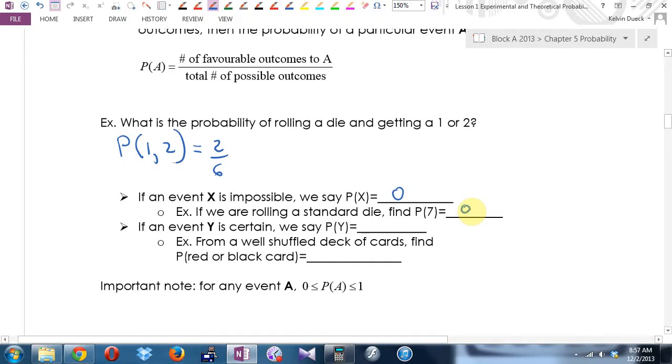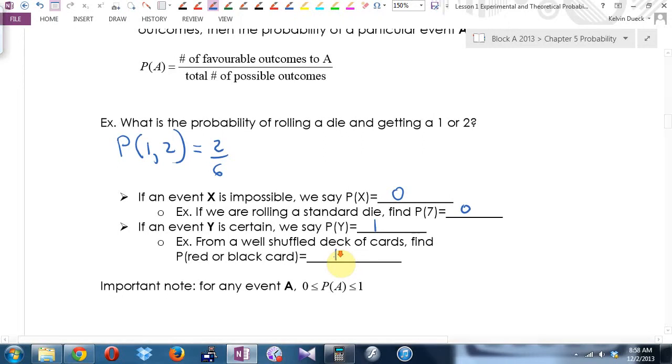If an event Y is certain, we say that the probability of Y is, what would be a good number to use to guarantee that something happens? 1. Or as a percentage, 100, because a decimal percent, you multiply by 100. So, from a well-shuffled deck of cards, what's the probability of me getting a red card or a black card? Guaranteed. There's no joker in here. It's either red or it's black. That's guaranteed. So the answer is going to be 1.